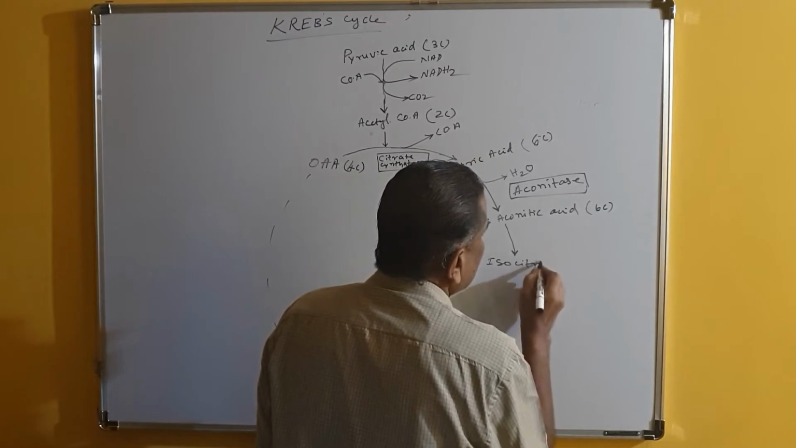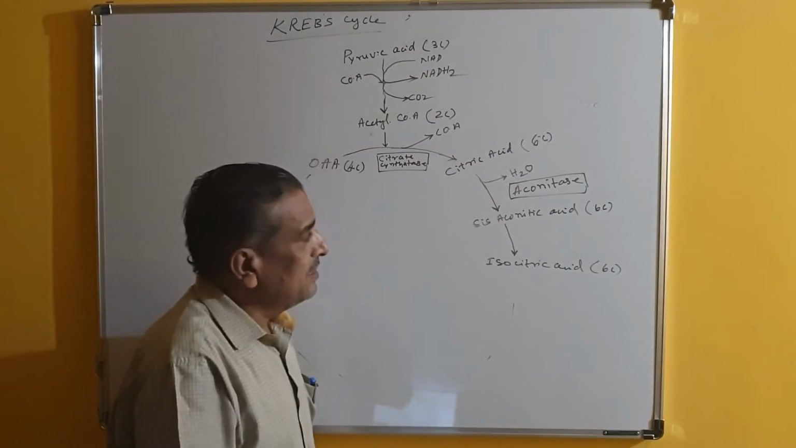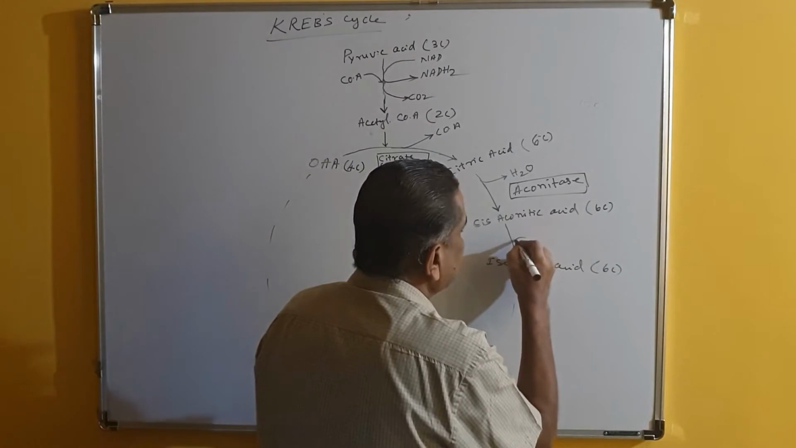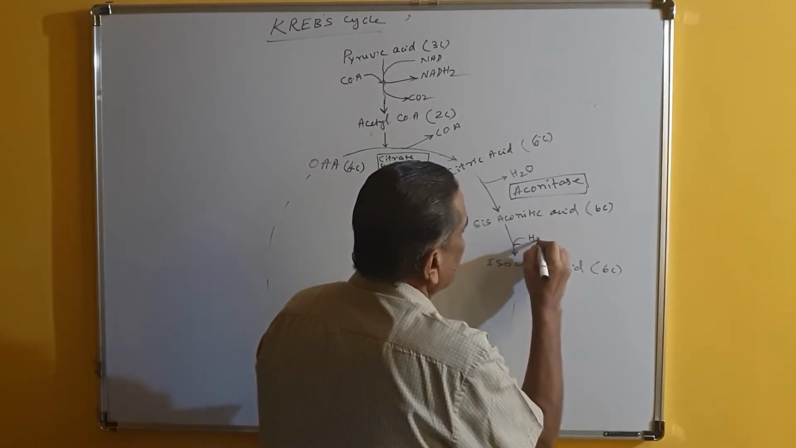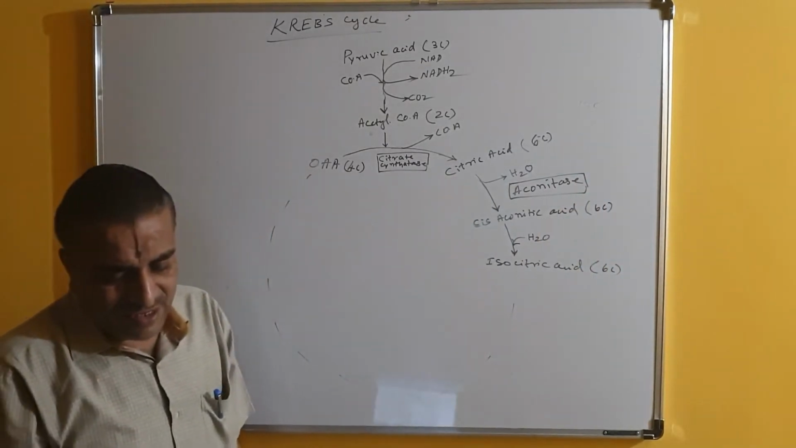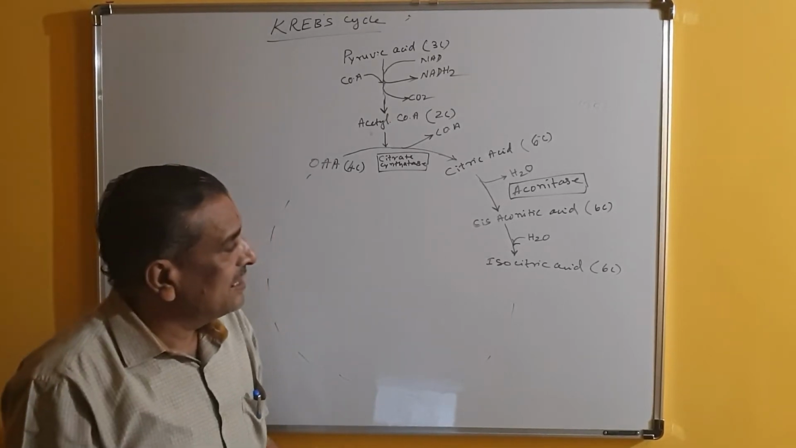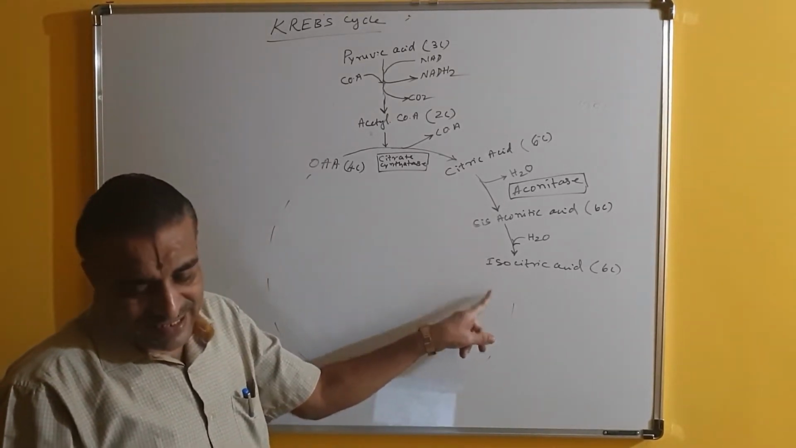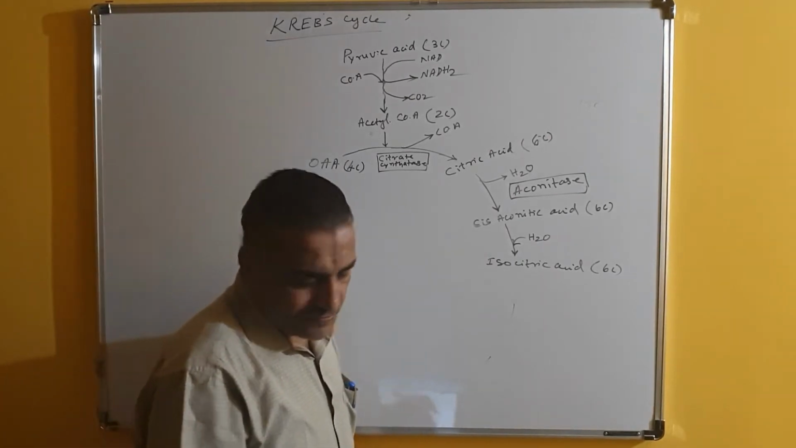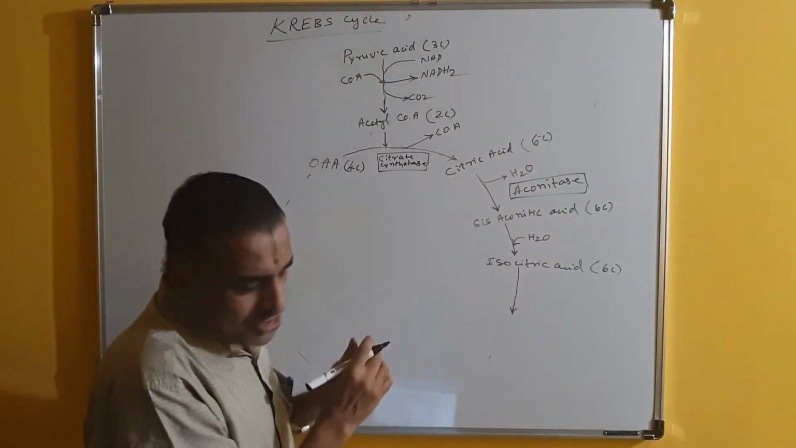Isocitric acid is also a 6-carbon compound, and during this one molecule of water is taken inside. See here: one molecule of water is liberated in one step and one molecule is taken in the other. So cis-aconitic acid is converted into isocitric acid, and isocitric acid is converted into oxalosuccinic acid.